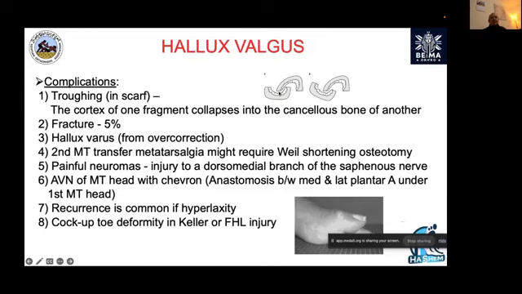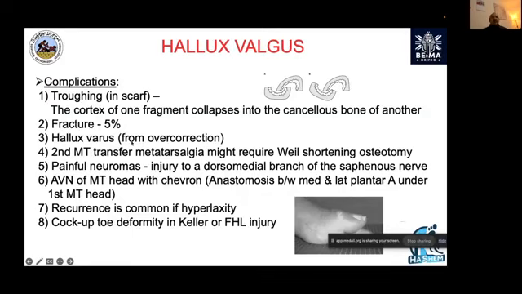And this means your cut is very deep. You have to have your cut very superficial, so it is in cortical bone, not in cancellous bone, to avoid any troughing. Risk of fracturing, especially if you put your screw. Risk of hallux valgus, which is a big problem, and this is happening if we do an overcorrection.